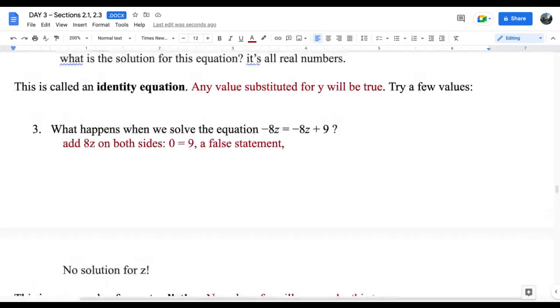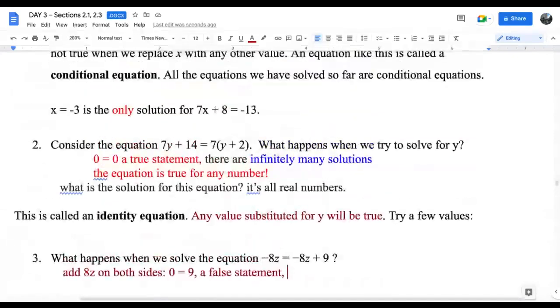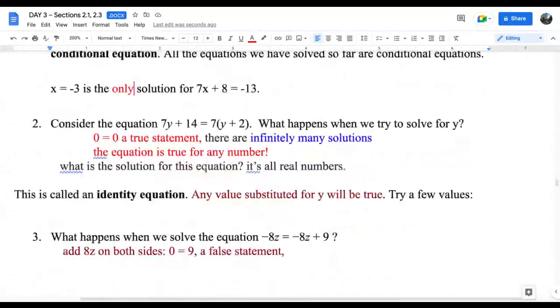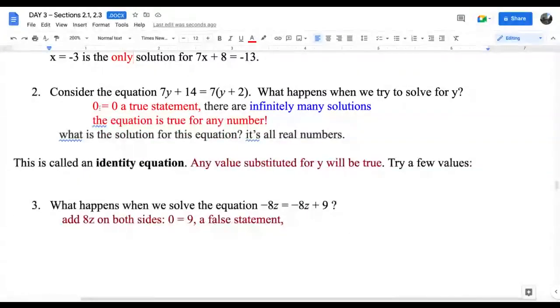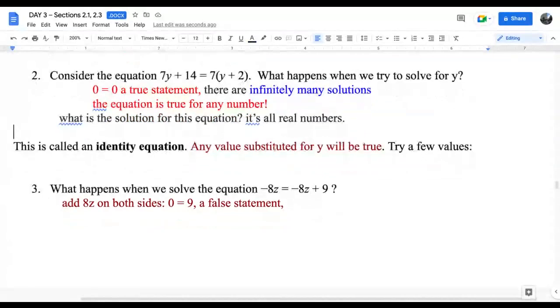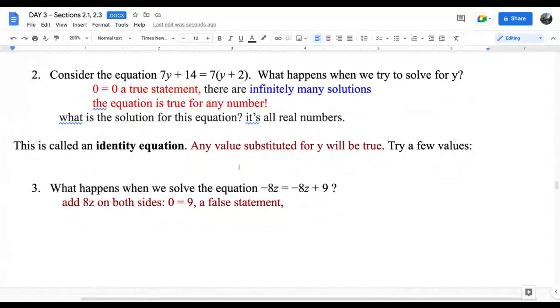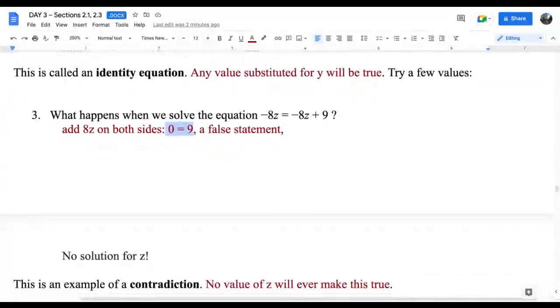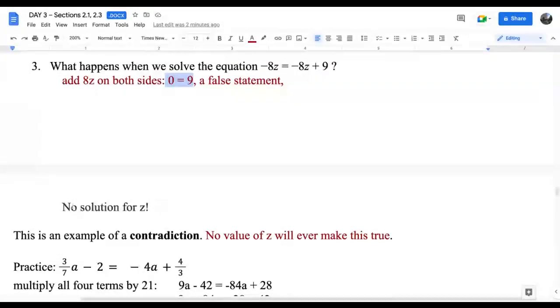Okay, no solution. All right, three situations. If we do have one solution, this one solution is the only one. And then if we have a true statement in the end, no more x, we have infinitely many solutions. It means every number works for the equation. If we get a false statement like 0 equals 9, that means no solution for the equation. Okay, so three situations.